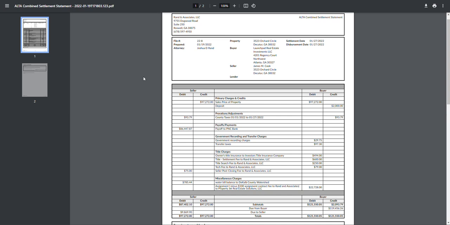So here's an example of a settlement statement that was sent to me for one of my deals that I use.